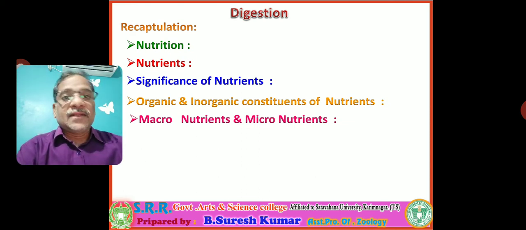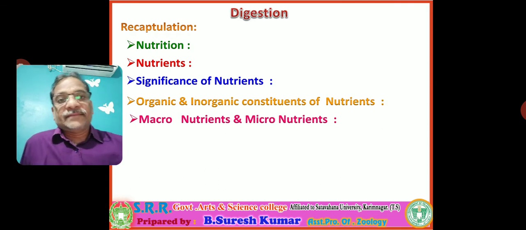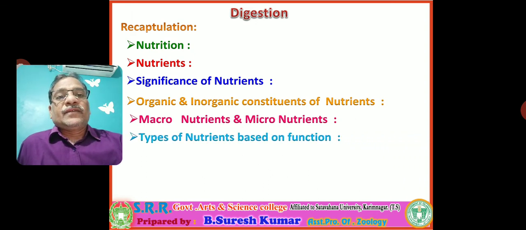Yesterday we discussed the organic contents present under nutrients: carbohydrates, proteins, lipids, nucleic acids, and vitamins. All these come under the category of organic constituents, and minerals and water come under inorganic constituents. In the same way, as per consumption and involvement, the nutrients are categorized as macronutrients and micronutrients. The macronutrients are carbohydrates, proteins, lipids, and nucleic acids, and the micronutrients are minerals and vitamins. After that we discussed types of nutrients based on function. Based on function, the nutrients are categorized as energy producers, body builders, and body regulators.